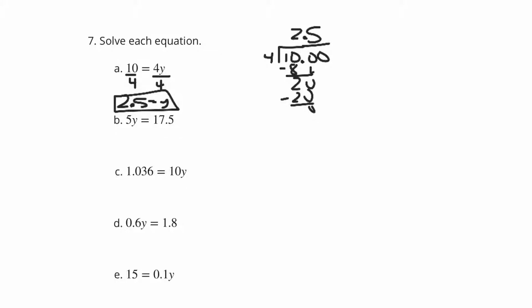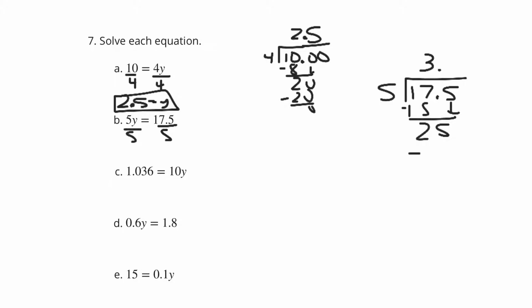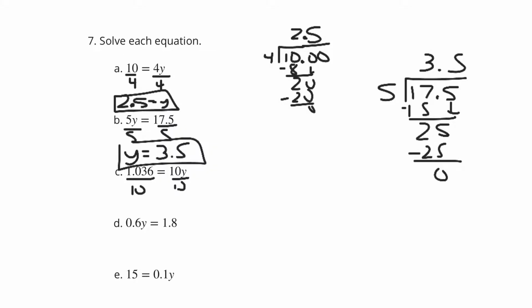What about b? Well, if I divide by 5 on both sides here, I'll get 17.5 divided by 5. And it goes in 3 times here, minus 15. You get the 2 with the 5. Subtract 25, because I can put a 5 here, and you get 0. So y here equals 3.5. Now when I divide by 10, I'm just moving my decimal over one spot to the left, so 0.1036 is equal to y here.